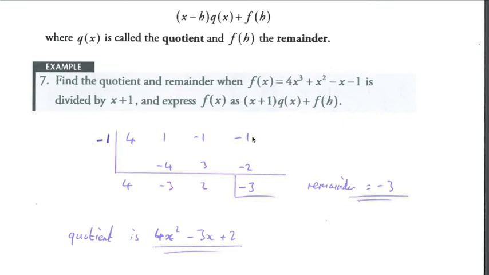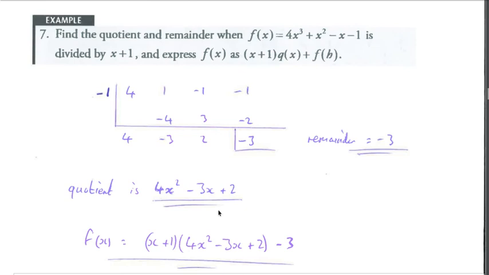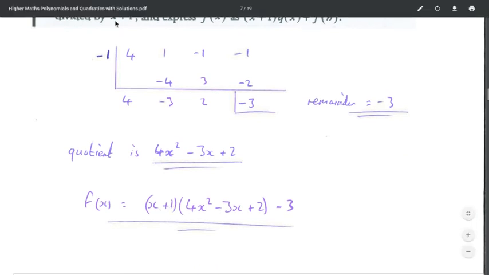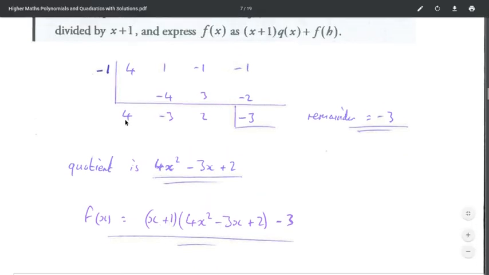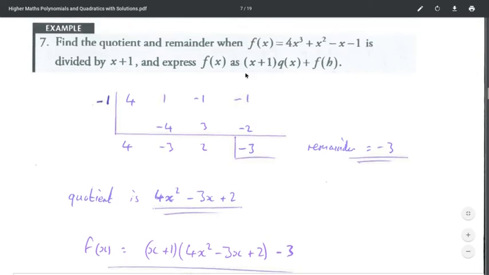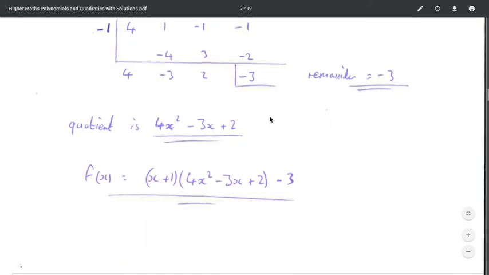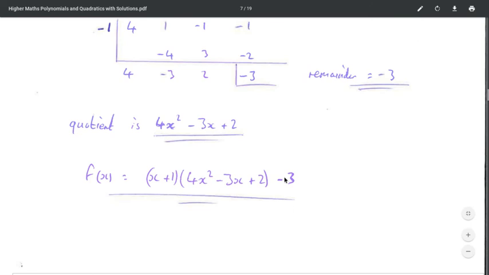Repeat the process of synthetic division. That gives us a remainder of -3. So f of x, 4x cubed plus x squared minus x minus 1, is equivalent to x plus 1, which is what we're dividing by, multiplied by the quotient, which is these three numbers down here, 4x squared minus 3x plus 2, and then plus the remainder, which in this case is going to give us -3. So f of x equals x plus 1 bracket 4x squared minus 3x plus 2, minus 3.